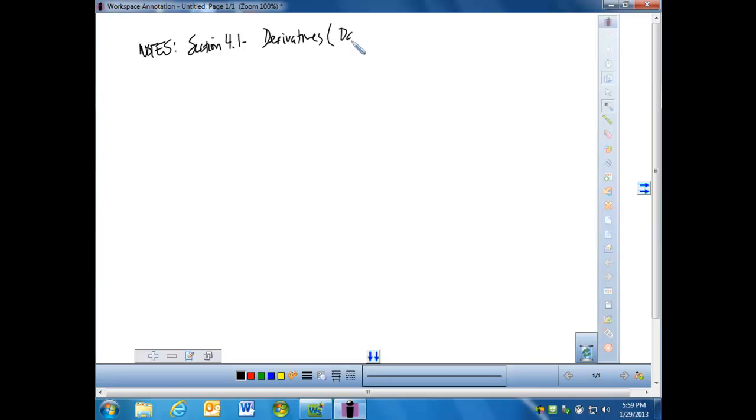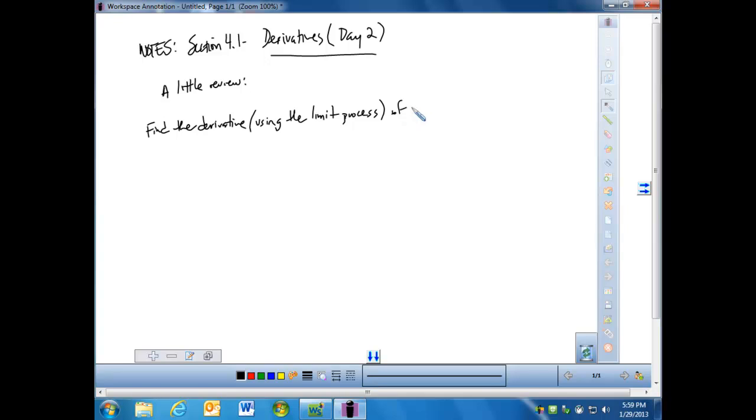We're going to wrap up our talk about derivatives, at least our introductory talk about derivatives. We're obviously going to talk about them for a long time as we go through this chapter. So let's start with a little review. Let's do a problem together, one similar to what we did in class. We're going to use that limit approach to find the derivative of the function f of x equals x to the third plus x squared.